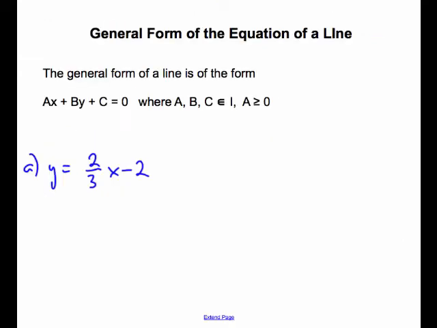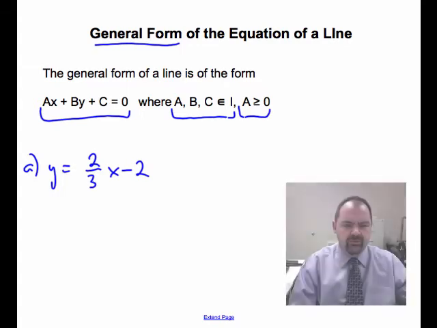So now I'd like to introduce a third form of a line called the general form of a line, which is of the form ax plus by plus c equals 0, where a, b, and c are constants. They're integers, with the first integer a being positive. Now the general form is not quite as useful as the slope-intercept and point-slope forms, but the general form is often the way that we give our final answer. It's kind of like the standard way of presenting the equation of a line.